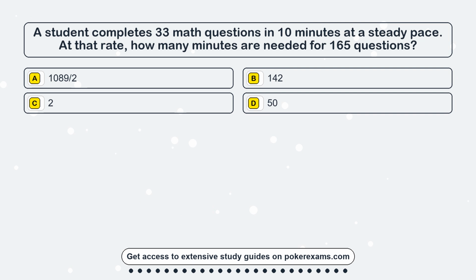Question 5. A student completes 33 math questions in 10 minutes at a steady pace. At that rate, how many minutes are needed for 165 questions? Option A 1089/2. Option B 142. Option C 2. Option D 50.